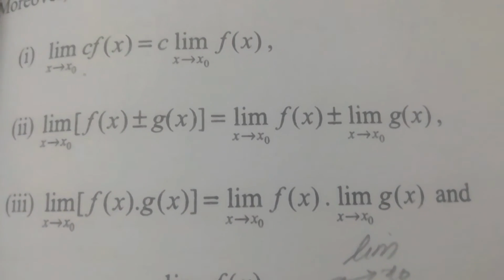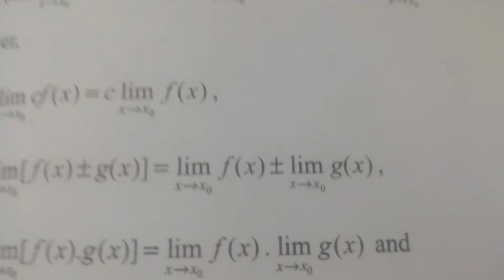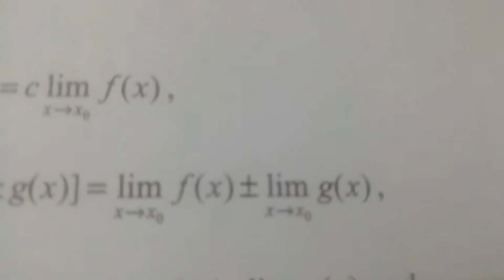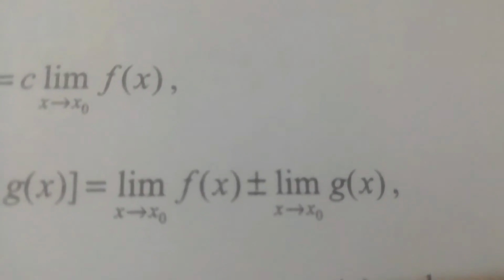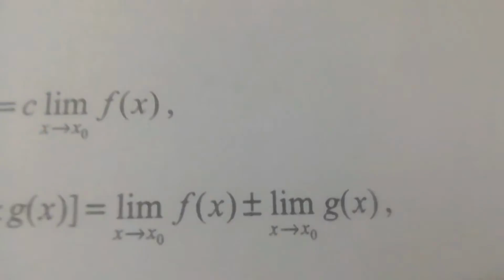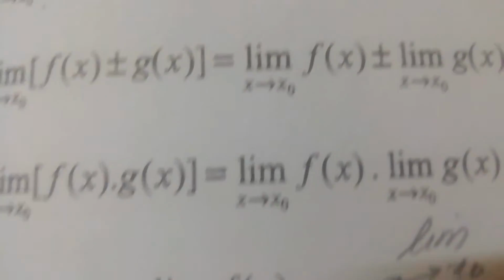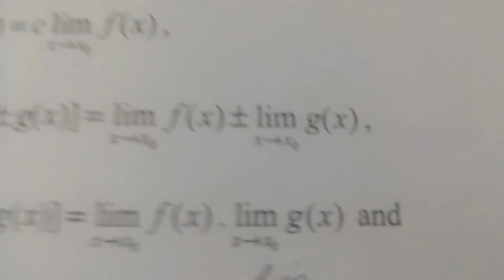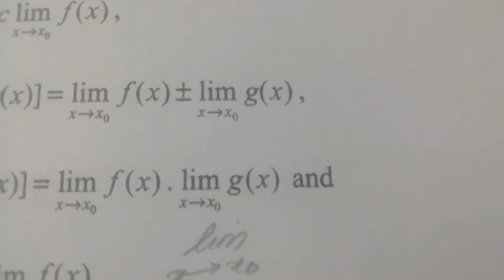If we take the limit x tends to x naught of f of x plus or minus g of x, we can take the limit of f of x plus or minus the limit of g of x. If a plus is given, we put plus; if a minus is given, we put minus. If it is a multiplication, it is also like that: the limit x tends to x naught of f of x into g of x can be written as the limit of f of x into the limit of g of x.